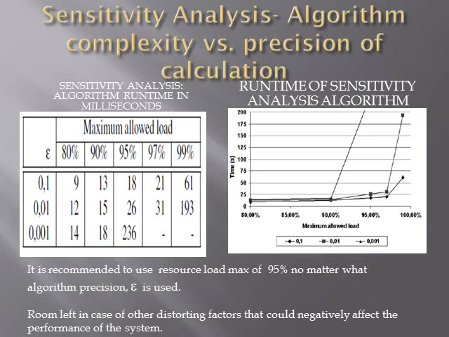This third experiment analyzed how varying the algorithm precision as well as the maximum allowed load of the system affected the algorithm runtime. It can be observed that maximum loads greater than or equal to 97%, especially at the higher precisions, greatly increase the runtime of the algorithm. Therefore, it is recommended that the system is run at a maximum of 95% no matter what precision is required.